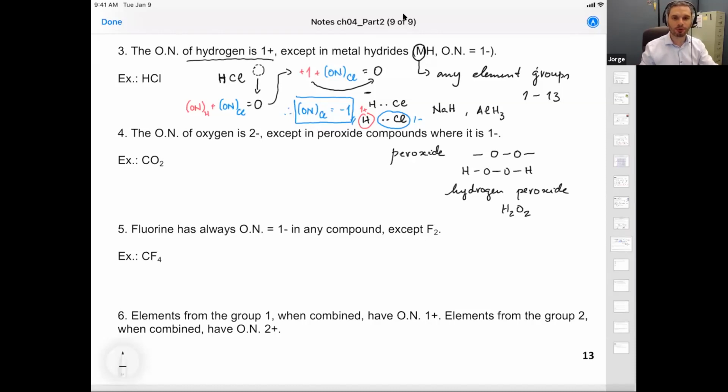So now let's move on to the rule. The rule says that usually oxygen has an oxidation number equal to 2 minus. So let's see how that works and how that helps to determine the oxidation number for other elements in a compound. Let's go back to the CO2 example.